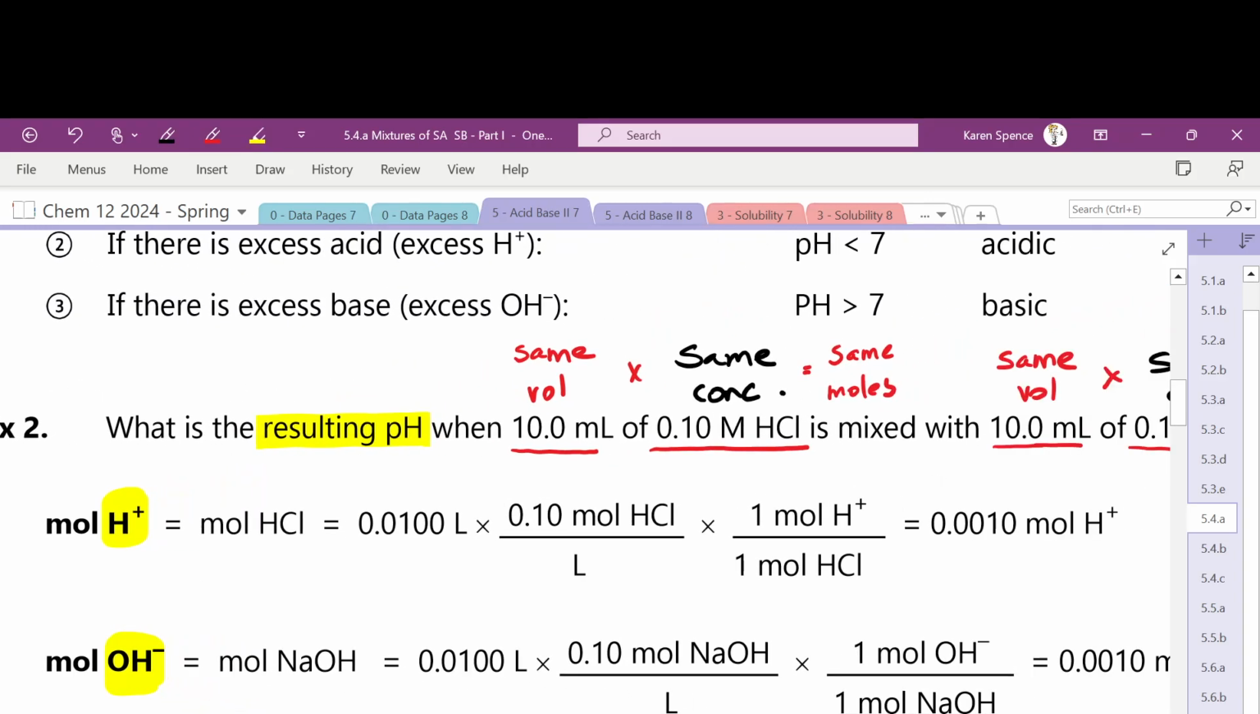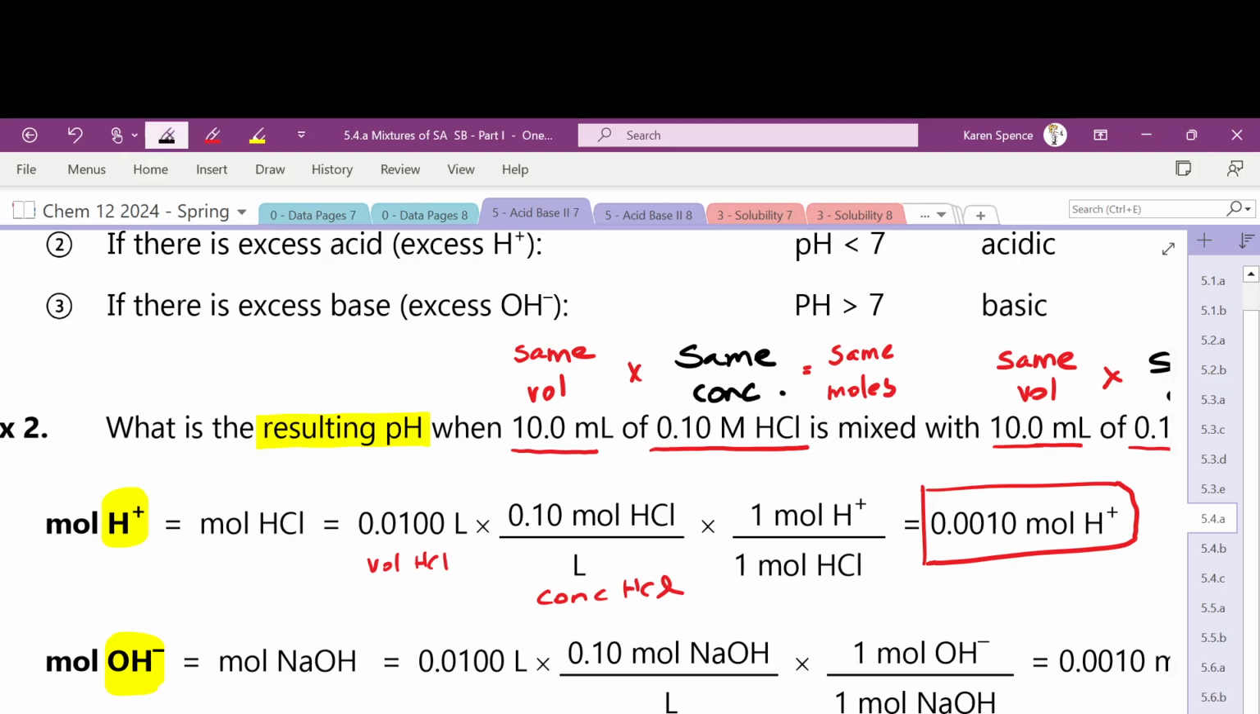Okay, so our moles of HCl, we take our volume of the HCl and we multiply it by the concentration of the HCl, and then we multiply it by the mole ratio, and we get 0.0010 moles of H+. Is that easy enough math? Yes. Okay.